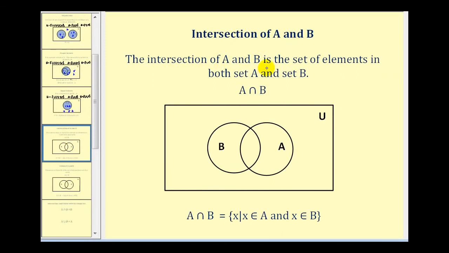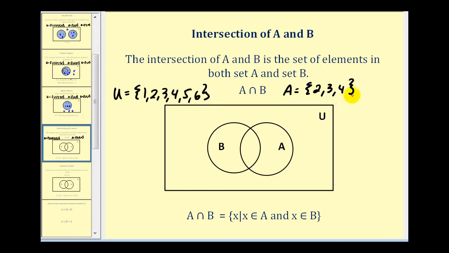The intersection of A and B is a set of elements in both set A and set B. Using symbols, we have A intersection B is equal to all the elements X such that X is contained within A and contained within B. So the universal set is equal to 1, 2, 3, 4, 5, 6, and we have set A equal to 2, 3, and 4, and set B equal to 3, 4, 5.